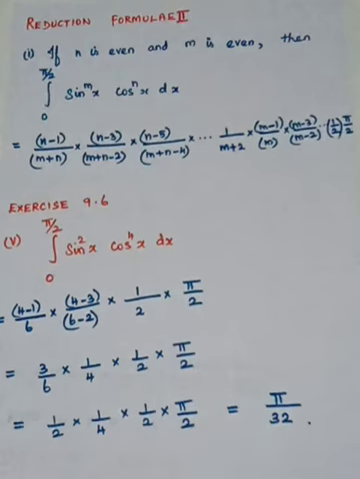Good morning, students. In the previous class we saw reduction formula 1, that is the integral from 0 to pi by 2 of sine power n x dx, or the integral from 0 to pi by 2 of cos power n x dx. So today we are going to see reduction formula 2. It involves both the trigonometric functions, that is sin x and cos x, together.